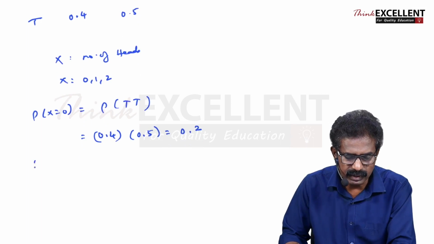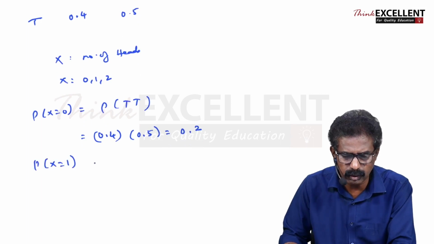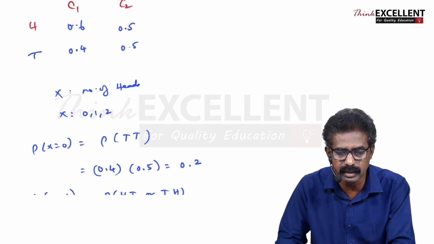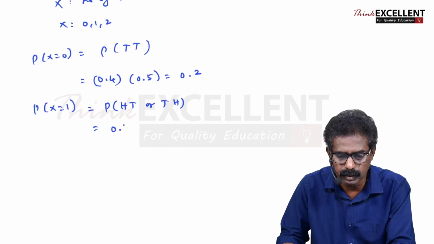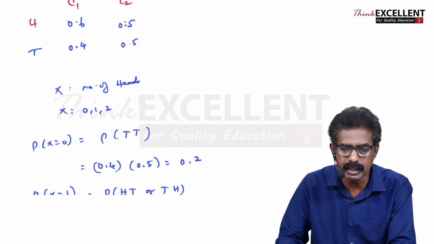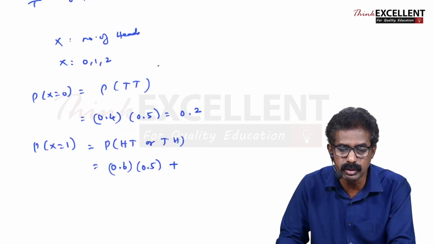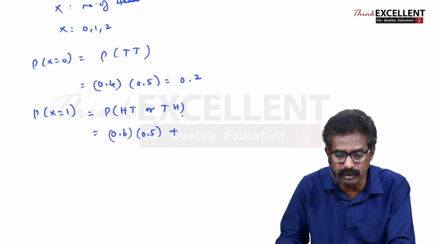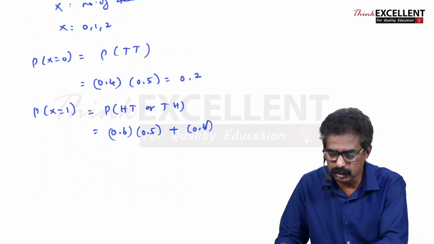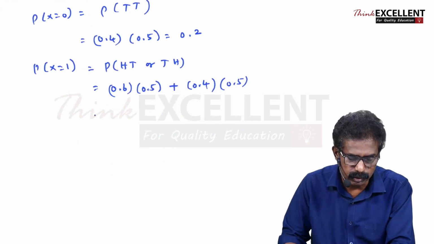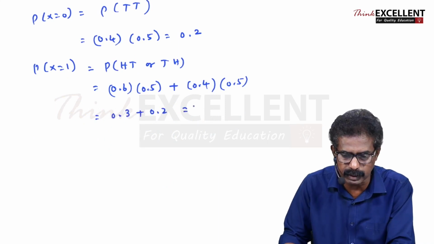Okay. P of X equal to 1. X equal to 1 means there are 2 cases, right? Head tail or tail head. First one shows head, that is 0.6, second one shows tail, second coin tail 0.5, plus first one shows tail 0.4, second one shows head, that is 0.5. So when you multiply, see what you are getting, 0.3 plus 0.2, you are getting 0.5.